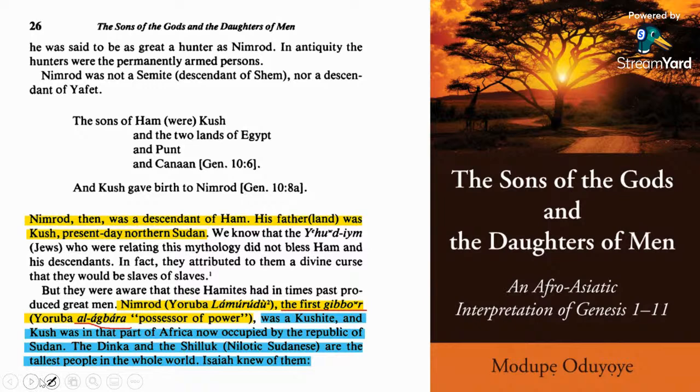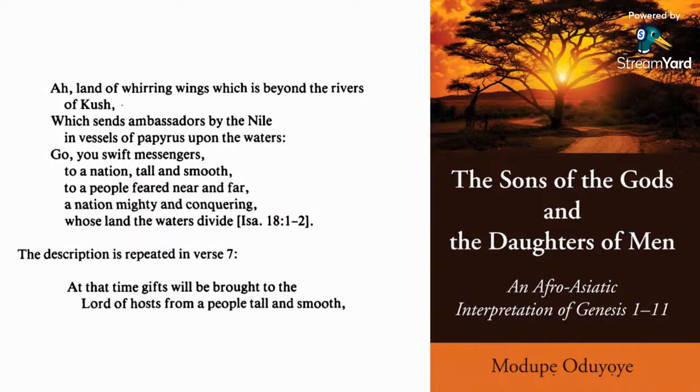But it goes on to say that Isaiah knew of them, and by "them" they mean Isaiah knew of the Dinka and the Shaluk, which is interesting. It says, "Ah, land of whirling winds, which is beyond the rivers of Cush, which sends ambassadors by the Nile and vessels of papyrus upon the waters. Go, swift messengers, to a nation tall and smooth, to a people feared near and far, a nation mighty and conquering, whose land the waters divide."